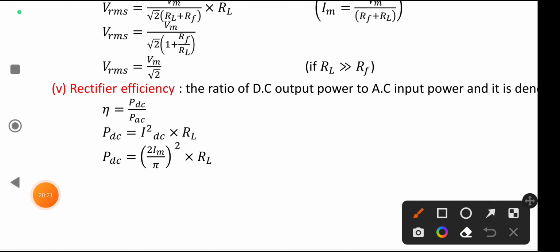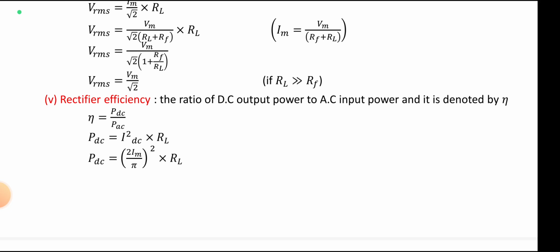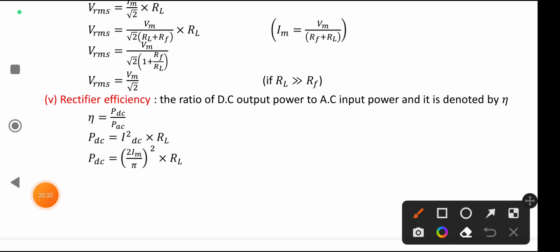Next, efficiency. Efficiency is what? Rectifier efficiency is the ratio of DC output power to AC input power. It is called efficiency, and it is denoted by eta. Eta is equal to PDC by PAC, DC power by AC power. We have to calculate individual PDC and PAC.